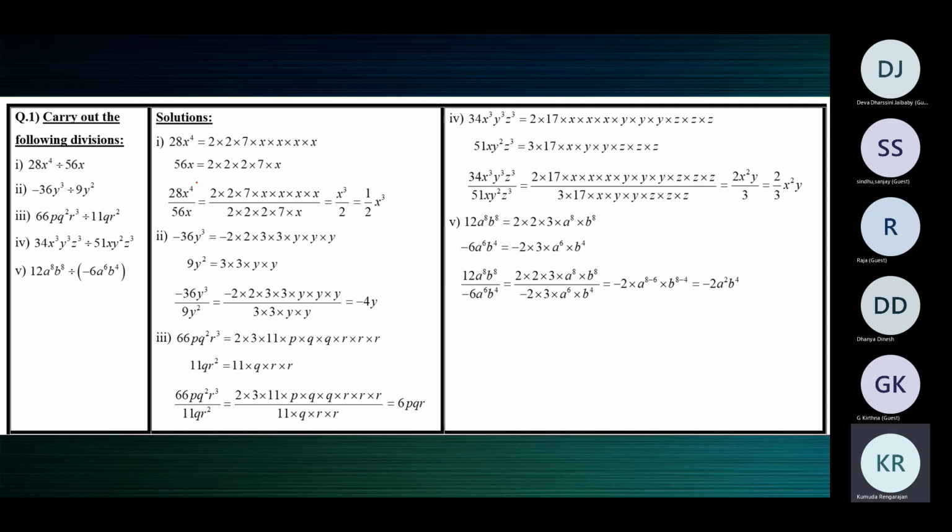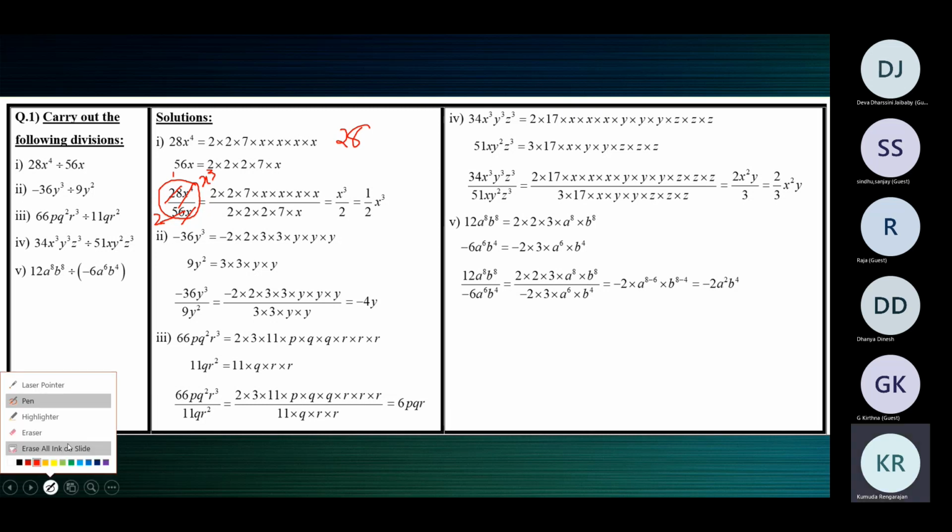So you can see the answer here for the first one. 28x to the power 4 divided by 56x. This is what we have to find. See, children, once you've understood, you can directly do it like this. You can directly cancel, like in the tables of 28 itself. 28 ones are 28, 28 twos are 56. Then x and x to the power 4, so it will be x cubed here. So it is 1 by 2 x cubed.